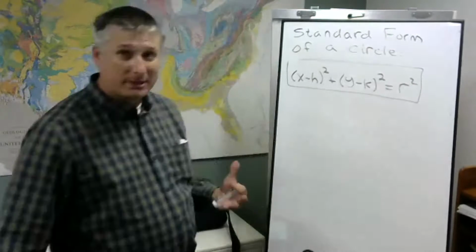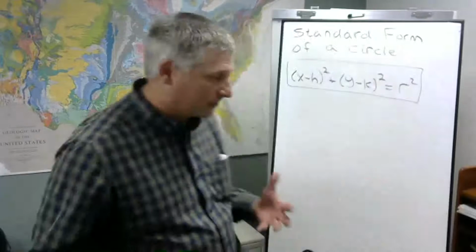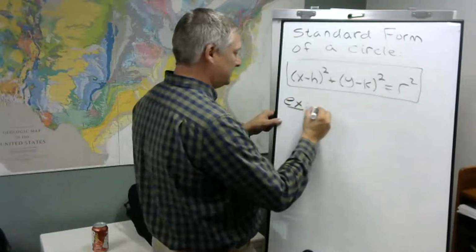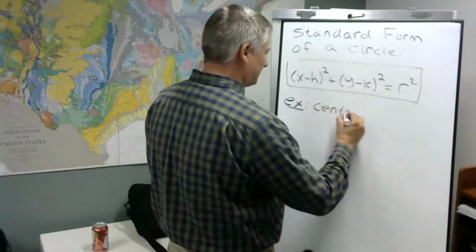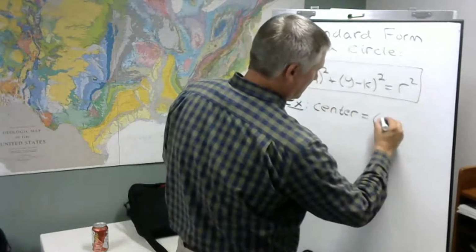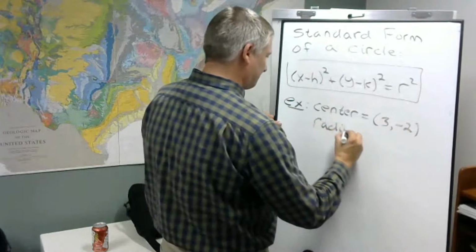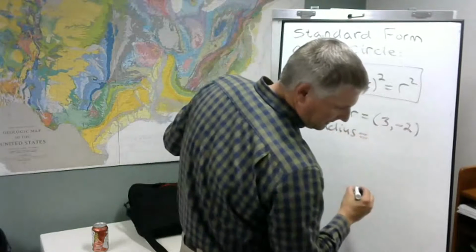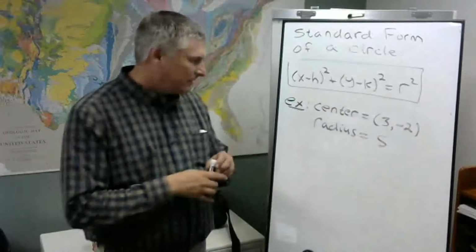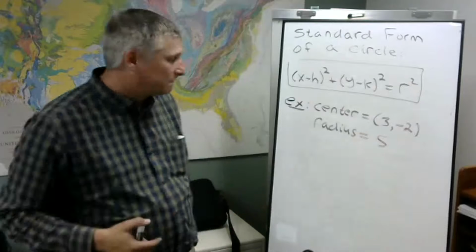What kind of questions might we get about this? Well, first off, we might be given some facts about the circle. We need to come up with the formula. So let's suppose we have a circle with a center, let's say (3, -2), and a radius, let's say 5. And we're asked to come up with the standard form of the formula for the circle.